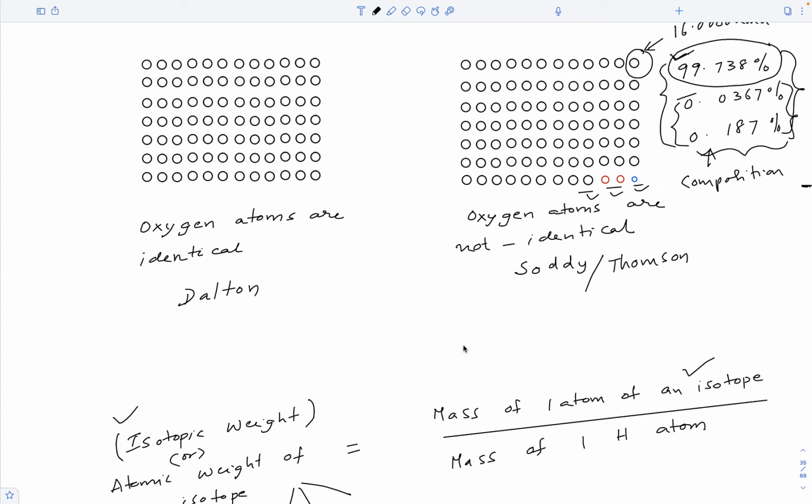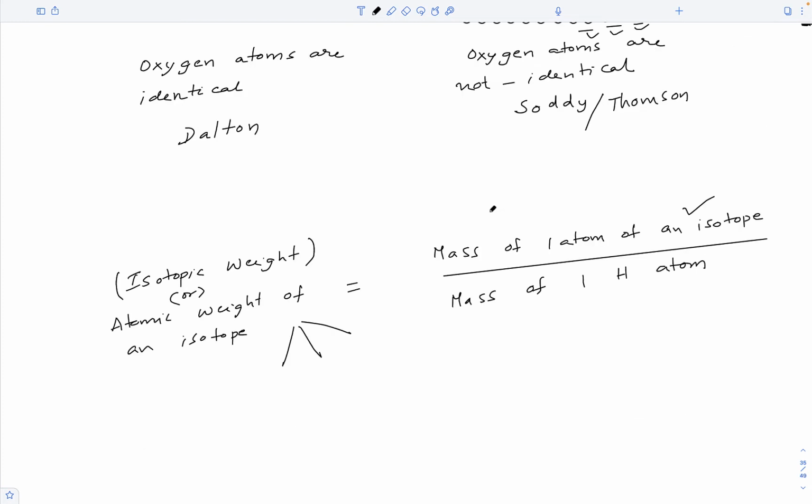Now we have to deal with multiple isotopic weights of the same element. So we have to find a solution to this problem if possible. We don't want to deal with multiple isotopic weights of an element. We need a single atomic weight per element. Let us see.